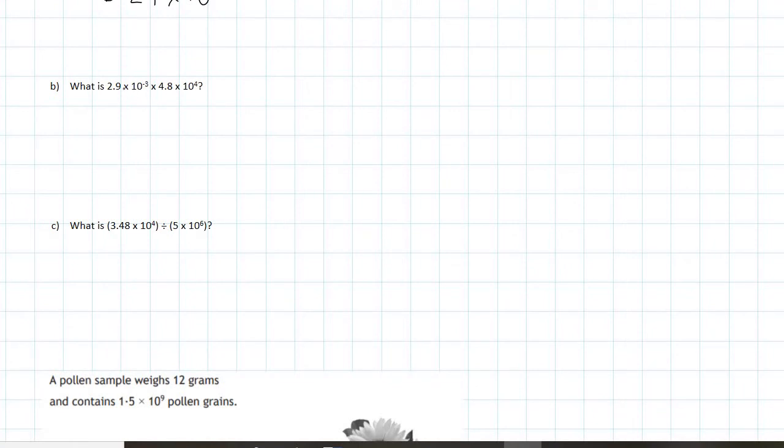So I've got 2.9 times 10 to the power of negative 3 times 4.8 times 10 to the power of 4. Now this one I'm multiplying them all together, so I'm going to be a bit clever. I'm not going to change them out of scientific notation just yet. I'm going to try and simplify things a bit first. So I've got 10 to the power of minus 3 times 10 to the power of 4. Now remembering your laws of indices, if I just add these together, negative 3 add 4 is 1. I've got 10 to the power of 1.